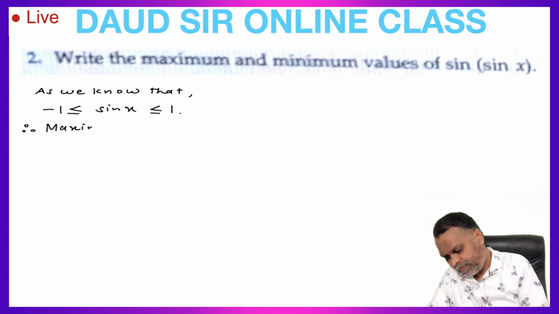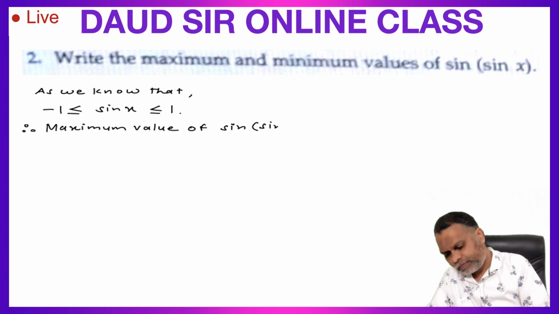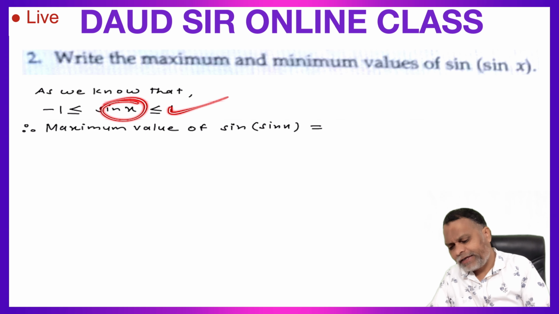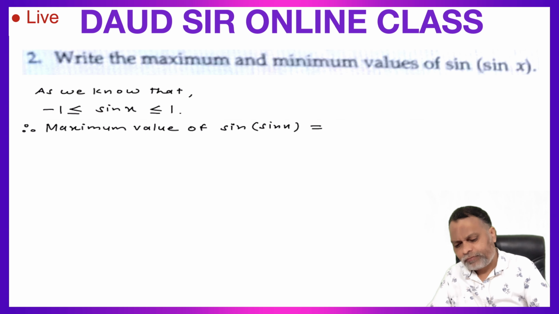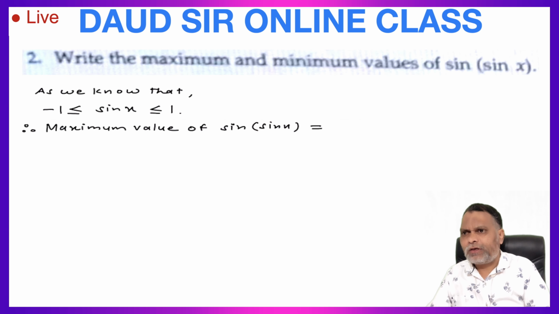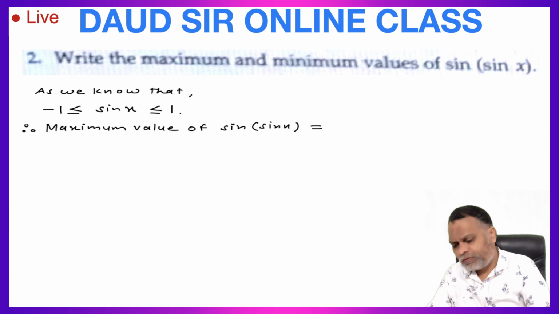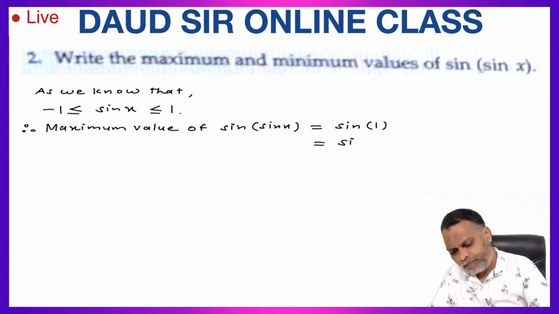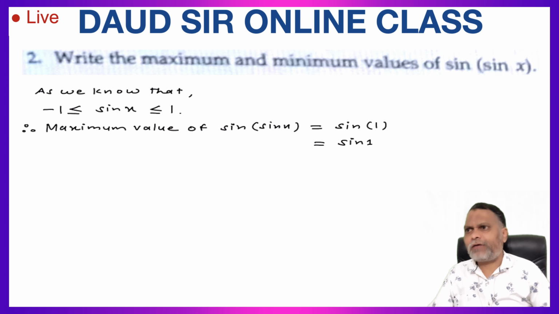So therefore maximum value of sine x is equal to, the maximum value of sine x is 1. So we can put this sine x is equal to 1 here. So this is sine of 1, or we can write this sine 1. Sine 1 is the maximum value of sine x.